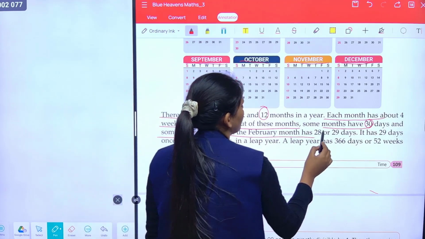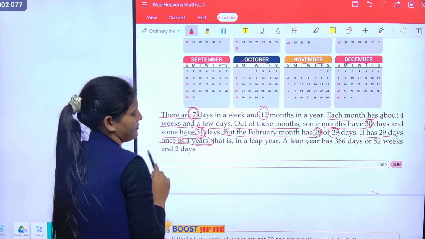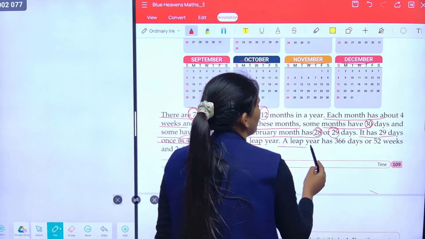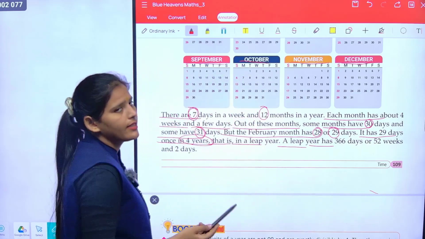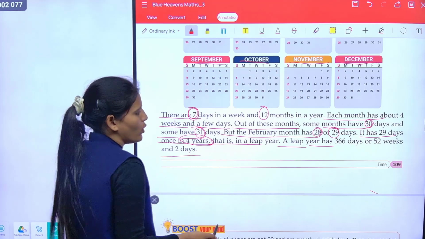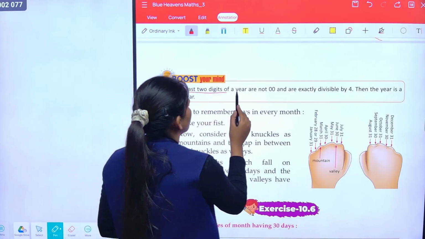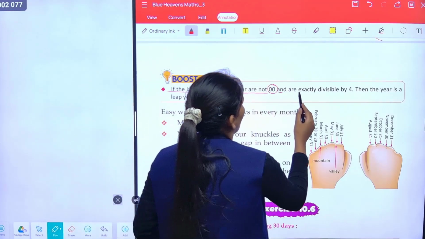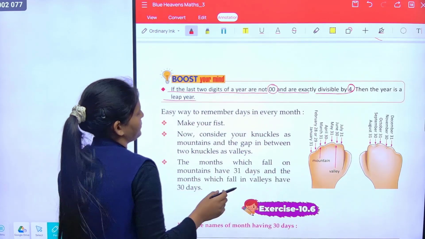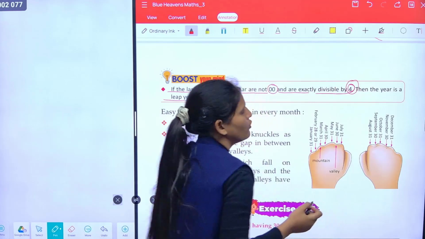But the month of February has 28 or 29 days. It has 29 days once in 4 years. This is called a leap year. A leap year has 366 days, or 52 weeks and 2 days. Understood? Now, if the last two digits of a year are exactly divisible by 4, then it is a leap year. अगर जो लास्ट डिजिट है वो 4 से डिविजिबल है तो वो लीप ईयर होता है.